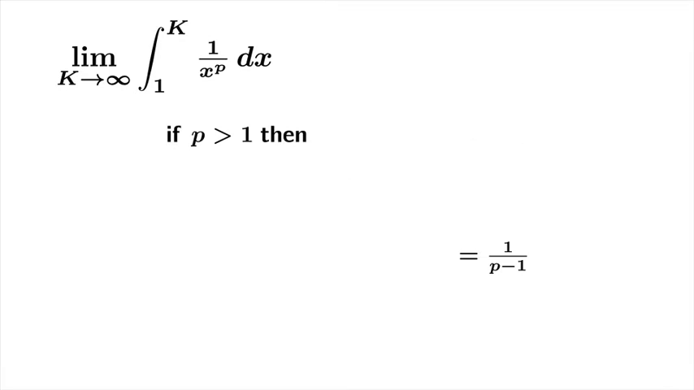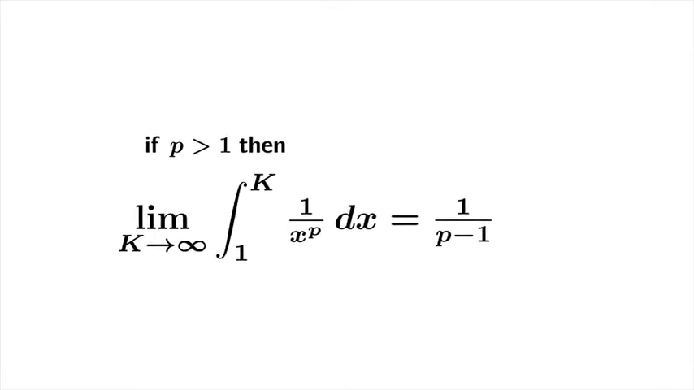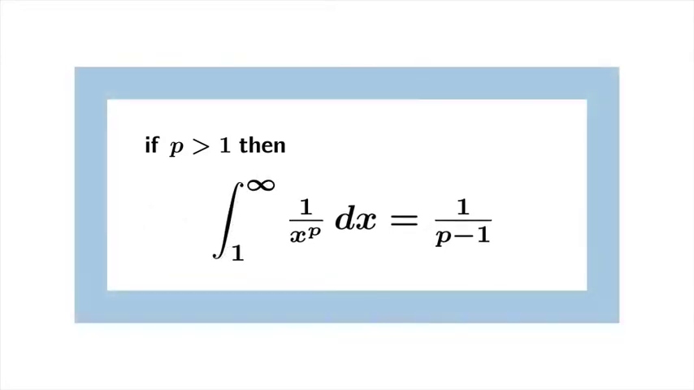So in this case where p is greater than 1, we get this result. That limiting value has to be 1 over p minus 1, but that limit is by definition the improper integral. So here's our other half of our lemma here. So if p is greater than 1, then the improper integral of 1 over x to the p from 1 to infinity converges to the value 1 over p minus 1.